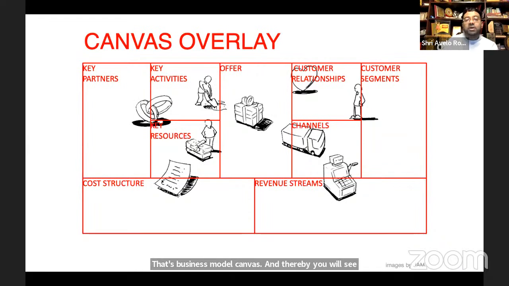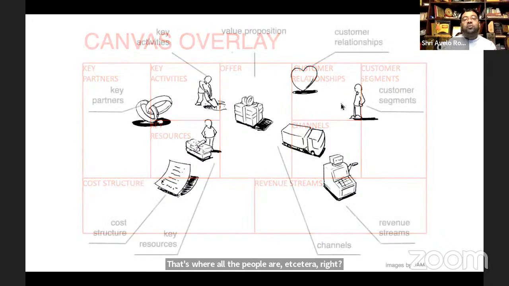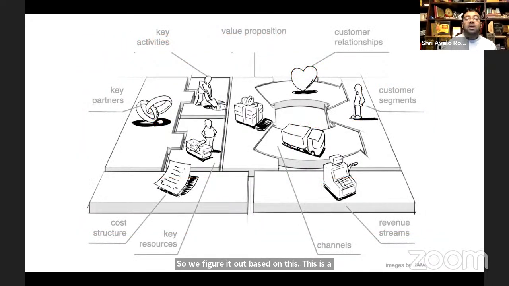Where is your weakest link? And you'll realize, oh, I don't have key partners. That's why I'm not growing. Oh, my distribution channel is too old. I need to have more distribution channels, or I need to have more online distribution. That's where all the people are, etc. Right? So we figure it out based on this. This is a tool for us to look at, introspect, and figure out where is the missing link.